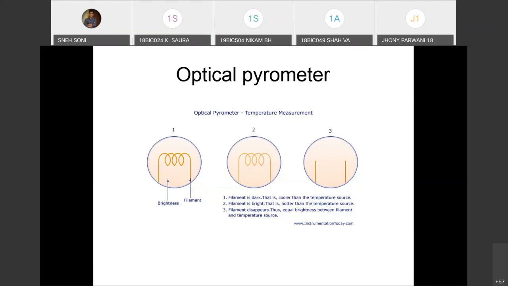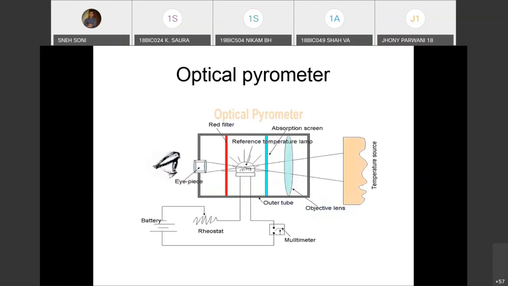Now let's discuss the third case. Exactly when you have temperature matching, means your filament temperature is exactly the same as the source temperature, or say the hot body's temperature, then your filament will completely disappear. You will not be able to see the filament, right? So at that point, I will stop and I will fix that rheostat position, right?